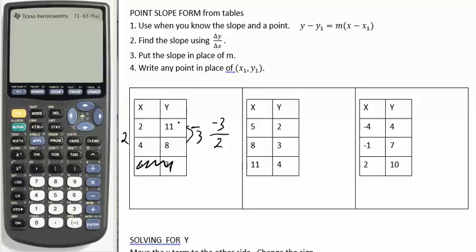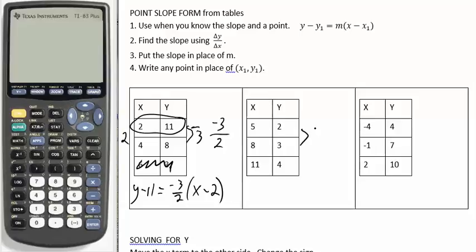And then we're going to use just one of the points. It doesn't matter. I'll use this one. So I go y and the opposite of the y value equals negative 3 halves x and the opposite of the x value. So it was positive, so it's going to be negative. Okay, so here we go.